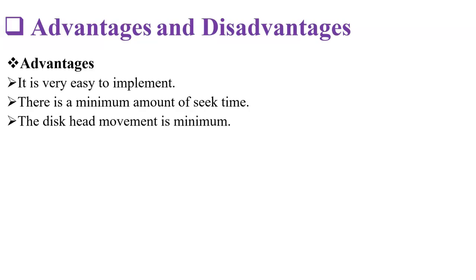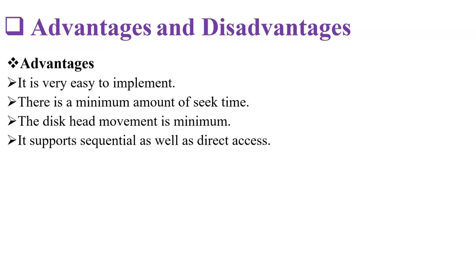Yes, it is minimum because once it comes to a particular block, it understands, or it is by default, that it has to access the next few adjacent tracks. So it does not have to go from one block to another block. However, it has to access the adjacent blocks. That is why the disk head movement is minimum.